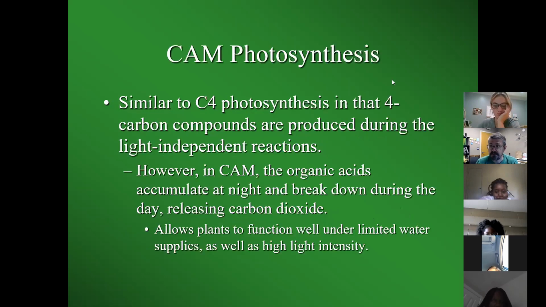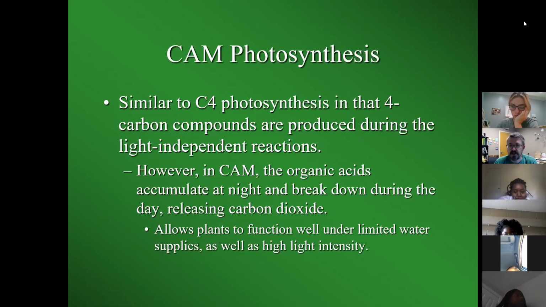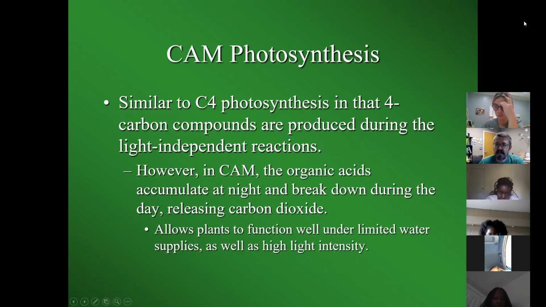Okay, let's talk about CAM. CAM is my favorite. I just like this one so much. So CAM stands for crassulacean acid metabolism. You don't have to remember that. And crassulacean deals with the family of Crassulaceae, where I think it was first discovered. It's not the only family that has CAM though.